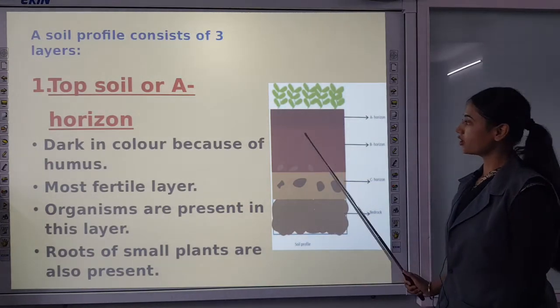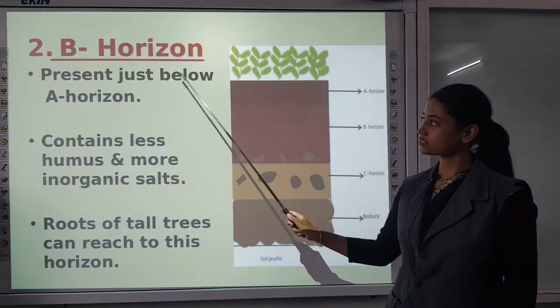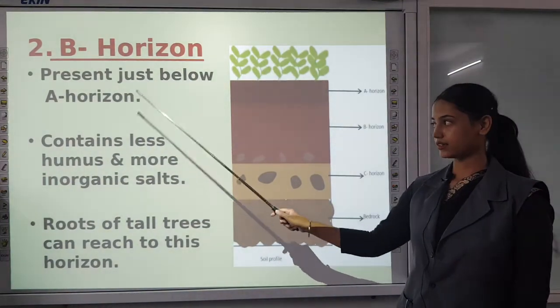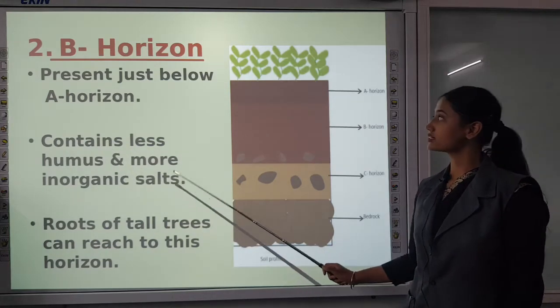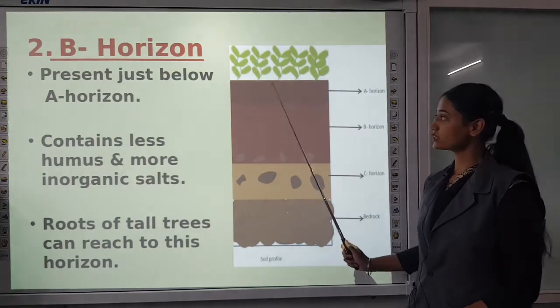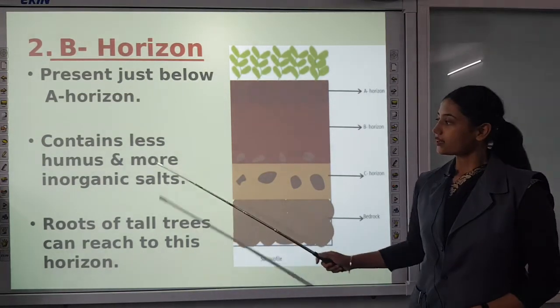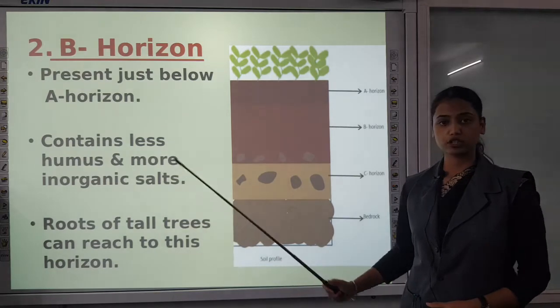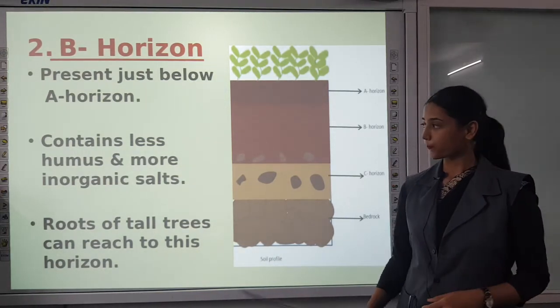Then below A horizon, which horizon is present? B horizon. It is present just below A horizon. It contains less humus and more inorganic salts. As it is present below this A horizon, obviously humus will be less, and it has more inorganic salts, means it has minerals, metals and all those elements.